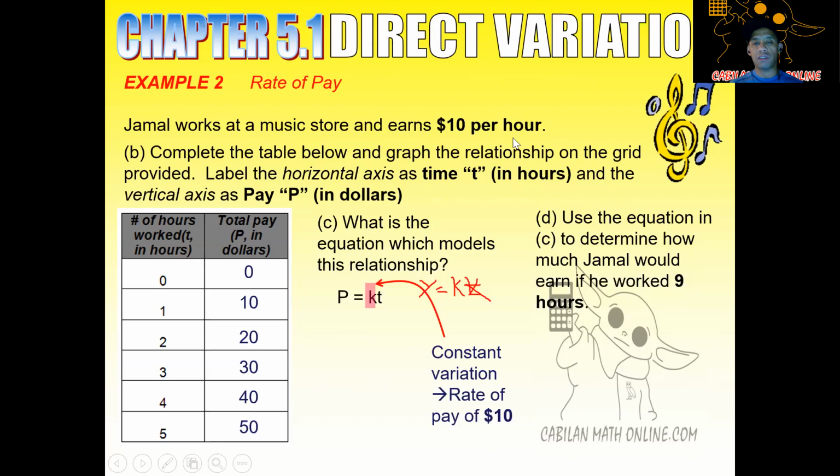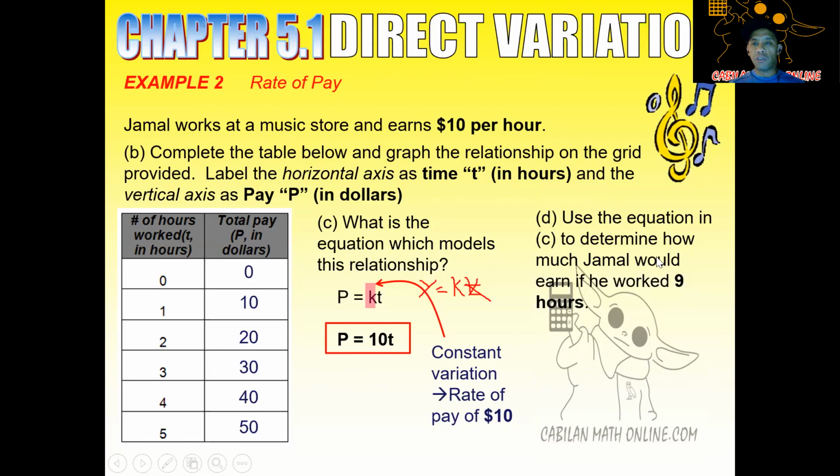So that $10 per hour would be the rate of pay of $10. That's important because that's what replaces the K. So you can see that this equation, P equals 10T, is the equation that models this table as well as the graph from the previous slide.